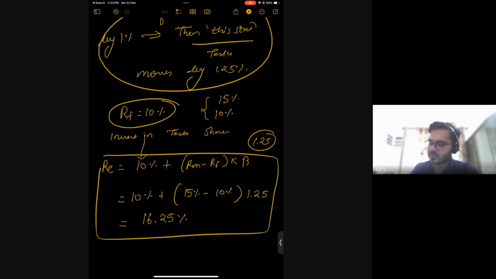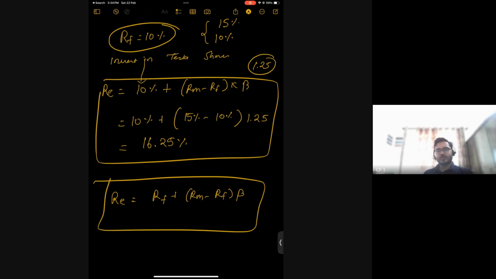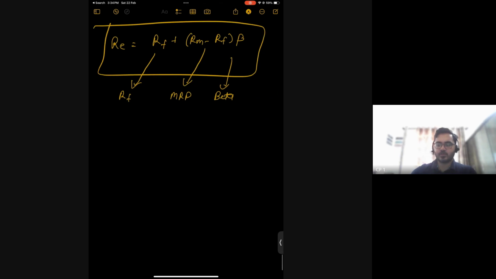Do you have any questions on why RE is equal to RF plus RM minus RF multiplied by beta? Over a period of time, you'll memorize this, that RE is equal to RF plus RM minus RF into beta. But I don't want you to memorize. I want you to fundamentally understand that you need the risk-free rate, plus you need, so this is RF, this is MRP, market risk premium, and this is beta. So please note this down, and should you have any questions, please feel free to clarify that.